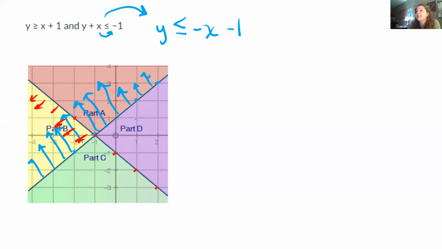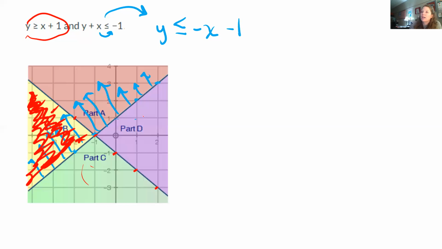So this isn't part of the first solution set. C and D are not. So I know that the part that is the solution that would be shaded in by both of these inequalities would be part B. Part B. All right, so that's how you're going to do that.